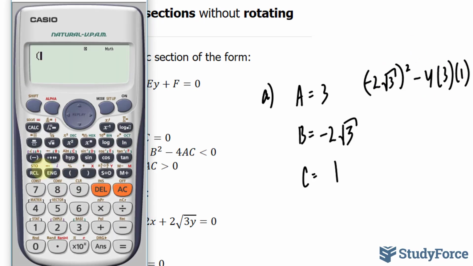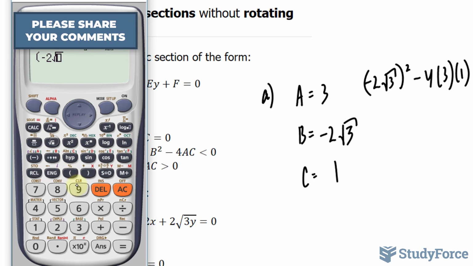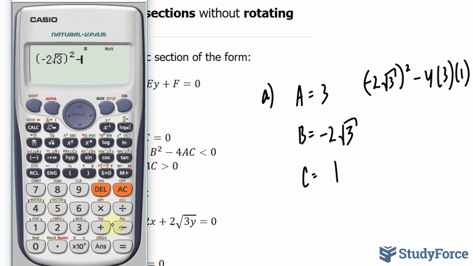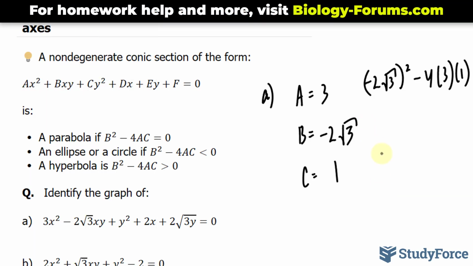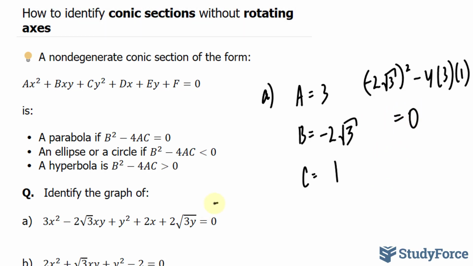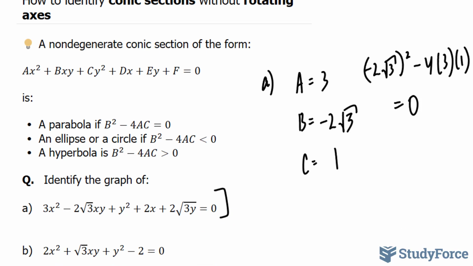We have bracket negative 2 square root of 3, that's being raised to the power of 2 minus 4 times 3 times 1, that's 12. And we end up with 0. So the answer to this discriminant is 0, and therefore this should give you a parabola. Let's go ahead and try B.